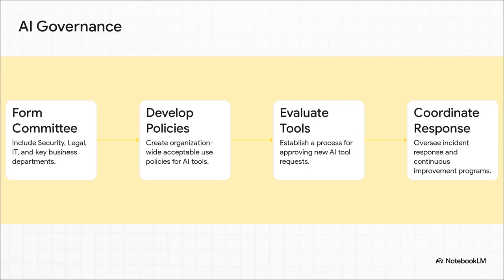It starts by creating a central command center, an AI governance committee. This isn't just another boring meeting. Think of it as your strategic brain trust. This group brings everyone to the table, security, legal, business leaders, to create the rules of engagement, greenlight new AI tools, and coordinate your entire defense strategy.